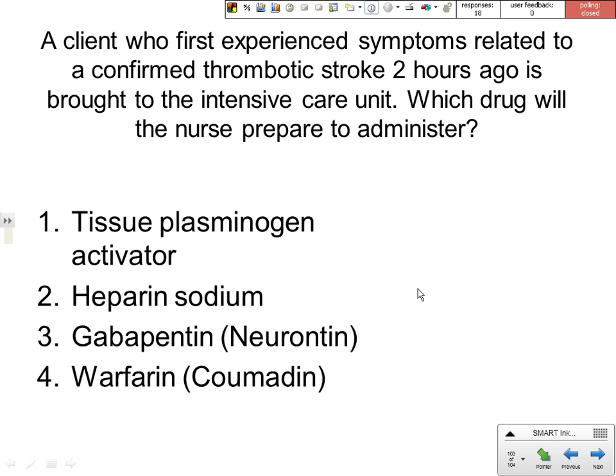Okay, what are the key words in this question? Thrombotic stroke, and what else? 2 hours ago. So what are we going to give? TPA first, thrombolytics first, because it's within 6 to 8 hours of the onset of symptoms. So thrombolytics first, then heparin later. So that's what you're going to be giving. You're going to anticipate giving thrombolytics if they only started having symptoms 2 hours ago.